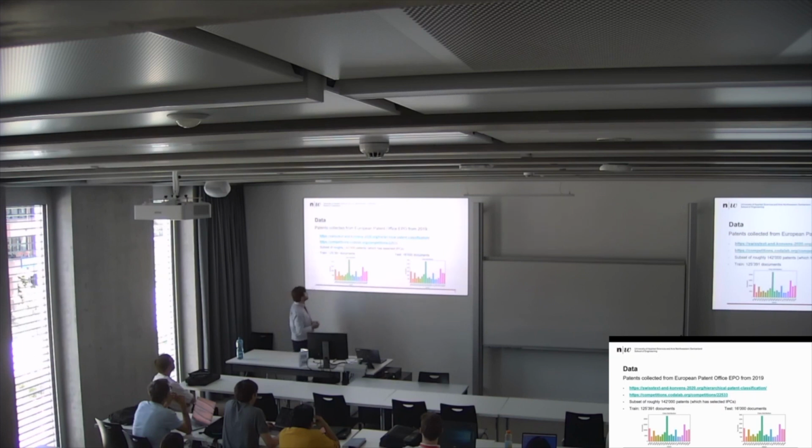Then we use 125 patterns for training and 60,000 for tests. And they have roughly the same distribution for the classes. You can see there is one class that is very frequent. The others are mostly in the same area, more or less.